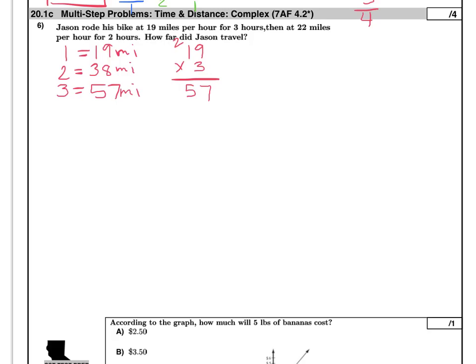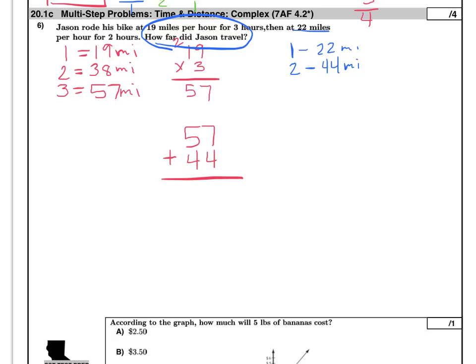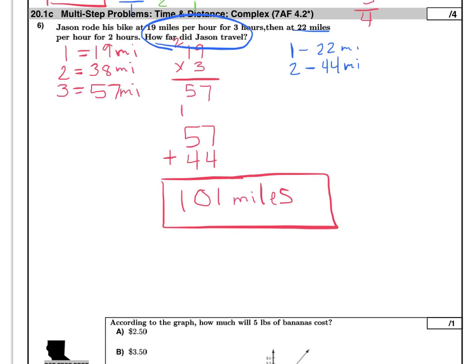But then he did something else. Then he rode 22 miles an hour for 2 hours. So for 1 hour, he did 22 miles. And for that second hour, he got up to 44 miles. It says, how far did he travel altogether? So we're going to take our 57 and we're going to add it to our 44. And we're going to say that in the 5 hours that he rode his bike, he went 101 miles. And we're going to box our answer.